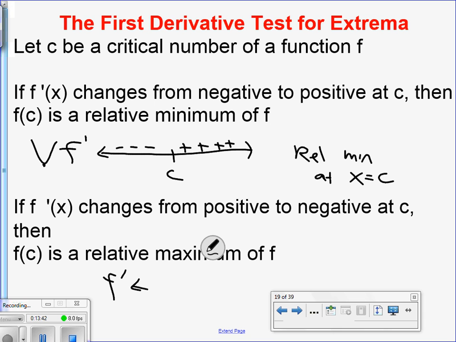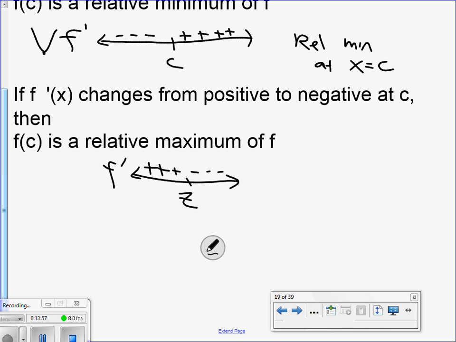So if you have at some value z, the derivative is positive, and then at z it changes to negative, what do we got there? A relative max. You'd have a relative max at x equals z.